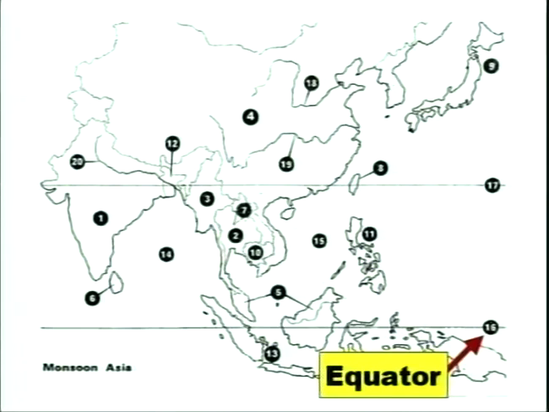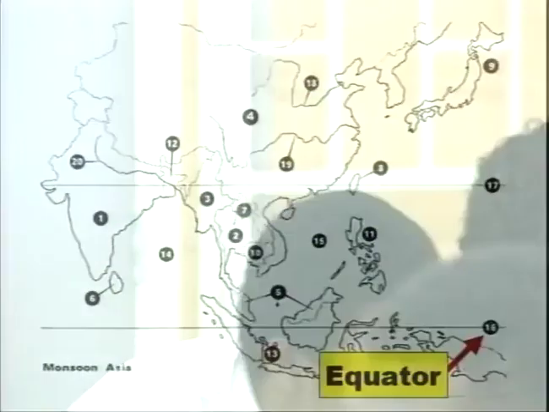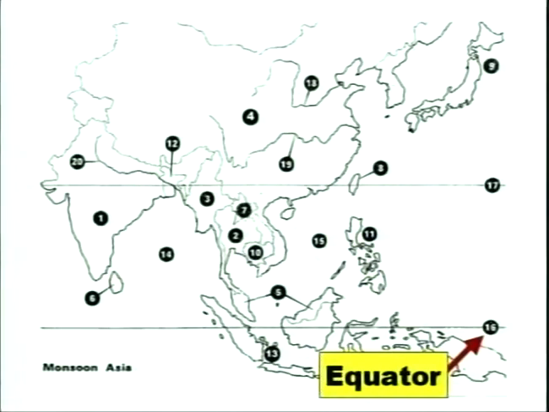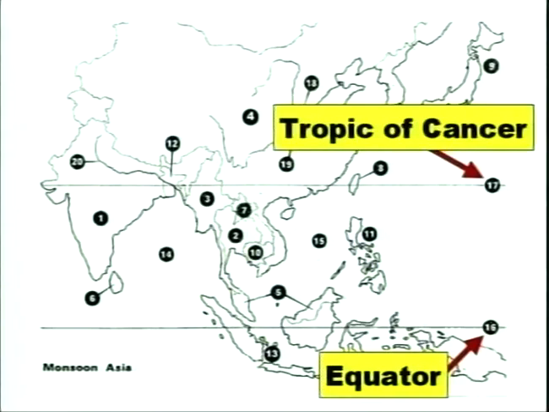Number 17. Renagi. Tropic of Cancer. The Tropic of Cancer, we all happy with that? Yes. Okay, good. Number 17 is definitely the Tropic of Cancer. Okay, let's move on now. This time, 18, 19, and 20, we are expected to name the rivers.